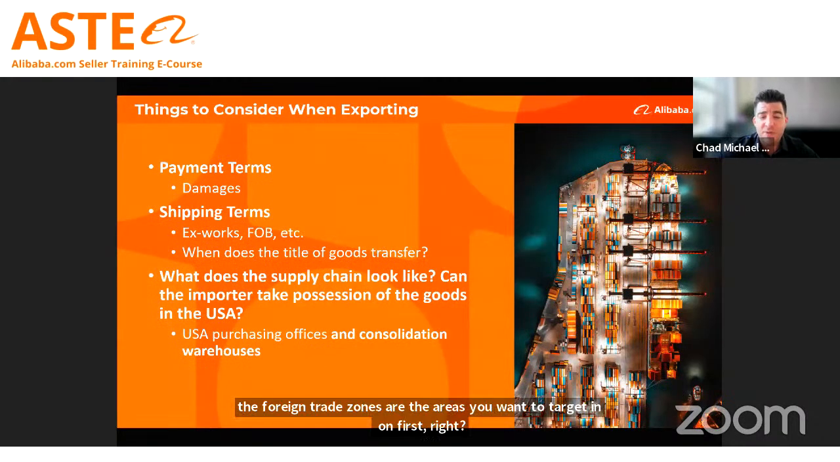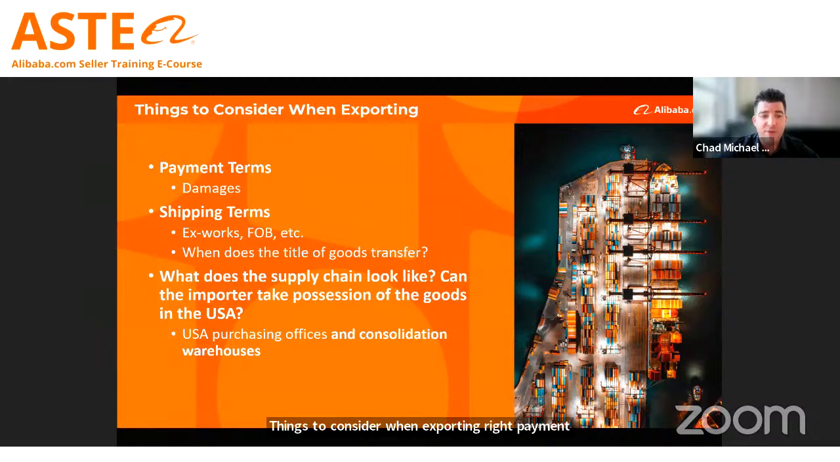Things to consider when exporting, right? Payment terms, damages, shipping terms. When does the title of goods transfer? What does the supply chain look like? Can the importer take possession of the goods in the US?